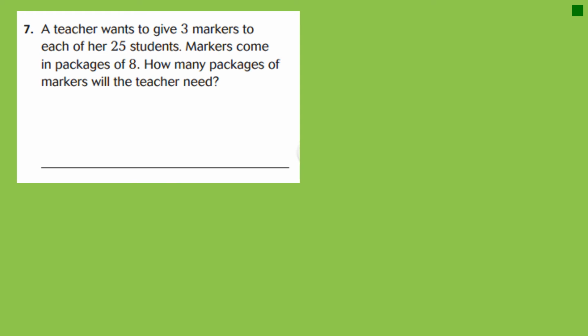All right, let's see number 7, interpreting the remainder. A teacher wants to give 3 markers to each of her 25 students. Markers come in packages of 8. How many packages of markers will the teacher need? Well, you know what I'm going to do this time? I'm not going to do a quick pick. I'm going to do multiples this time. Okay? So she wants 3 markers for each of her 25 students.